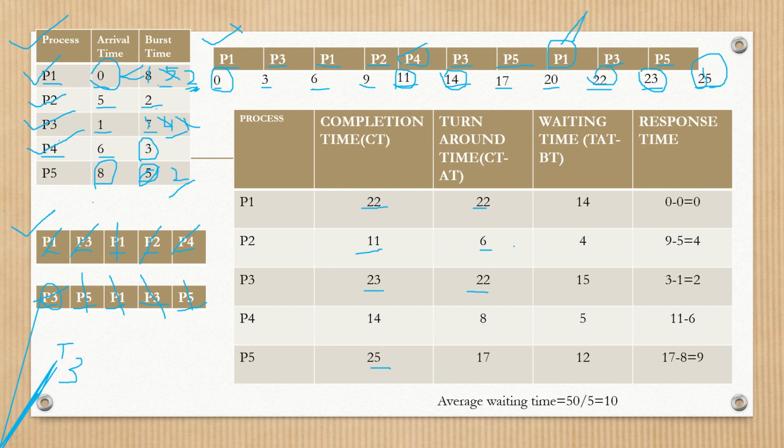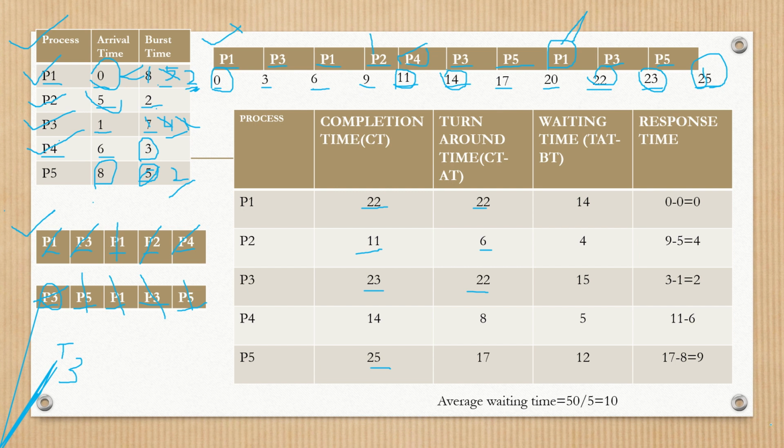Next, for P2, what time did P2 get the CPU? At time 9. And what time did it arrive in the ready queue? At 5. So 9 minus 5 is 4. Like that you will calculate the response time.